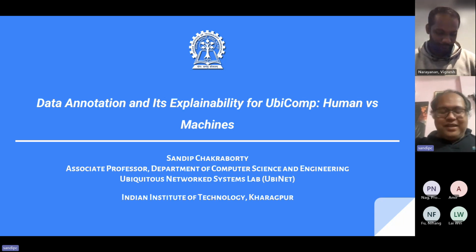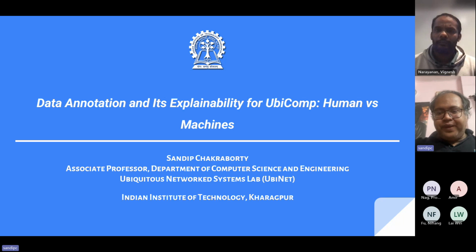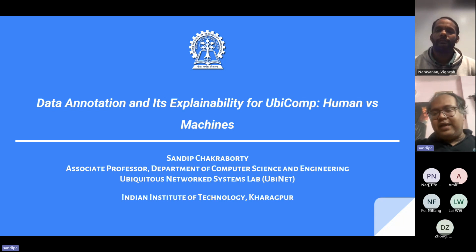Anyway, let me talk a bit about this set of research that we are doing at IIT Kharagpur. This is a very interesting problem in the domain of pervasive and ubiquitous computing. Typically, in several pervasive and ubiquitous computing problems, we collect the data through certain sensors, annotate the data, and try to develop certain models to predict something about the environment or the context and so on.